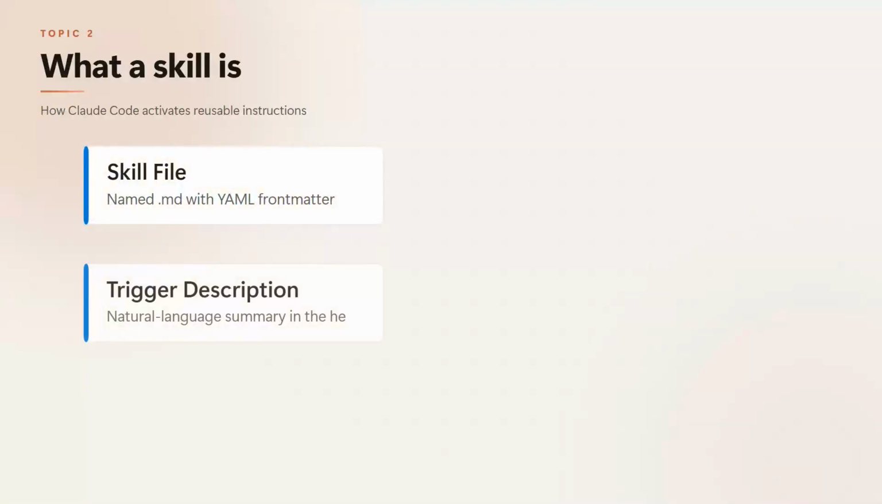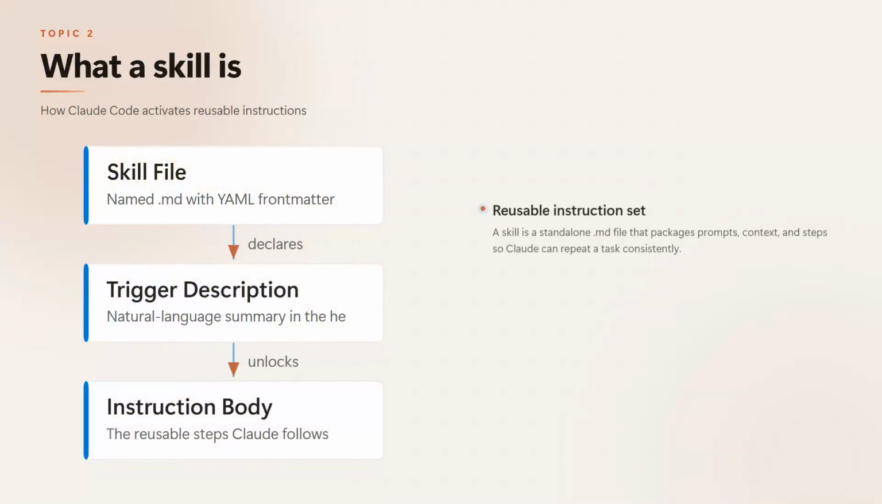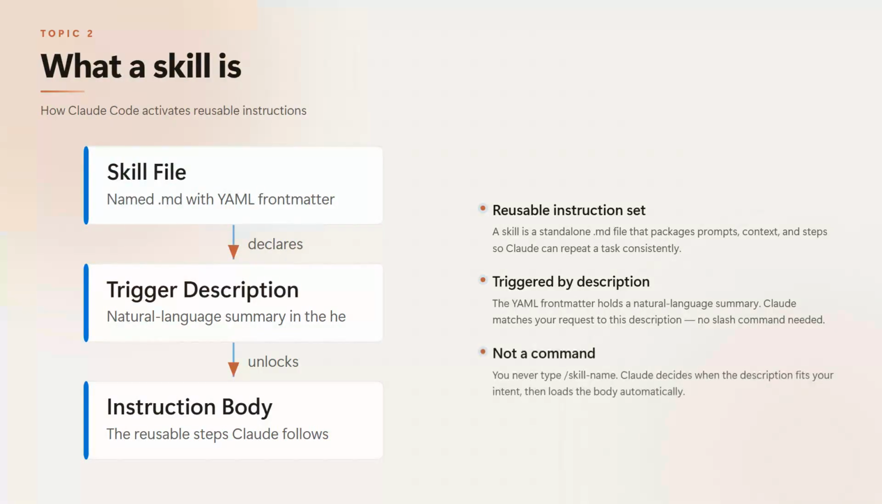A skill is a reusable set of instructions you author once and make available to Claude. The description field is what Claude reads to decide if the skill is relevant to the current task. This is not a command you have to remember to type. The distinction people get wrong is thinking skills are just renamed commands. They are not. Skills add auto-invocation, forking into subagents, and supporting files. Commands still work, but skills give you more control.